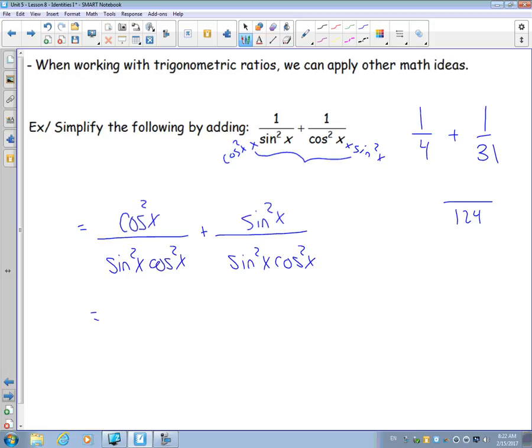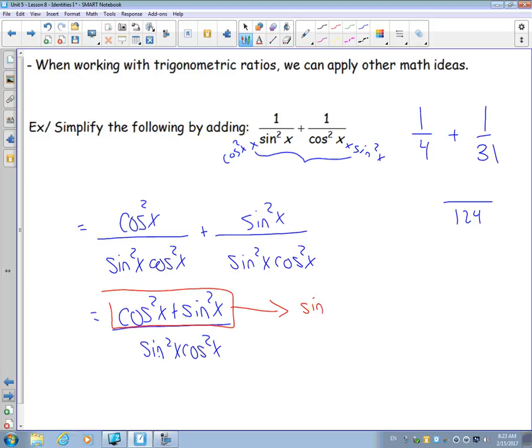When I have fractions being added, I can join them together on top and make my one common denominator in the bottom. And I hope you recognize that on top is a familiar looking thing. That kind of looks like sine squared plus cos squared. And what do we know about that? We know that's 1. So a simpler expression for these two fractions, instead of having them as two separate fractions, we can join them together to make one single fraction with a common denominator, like we would do with numbers.